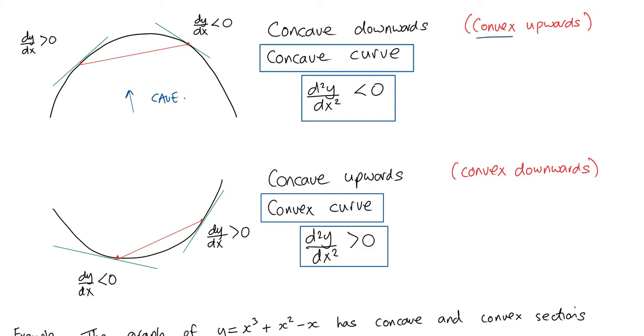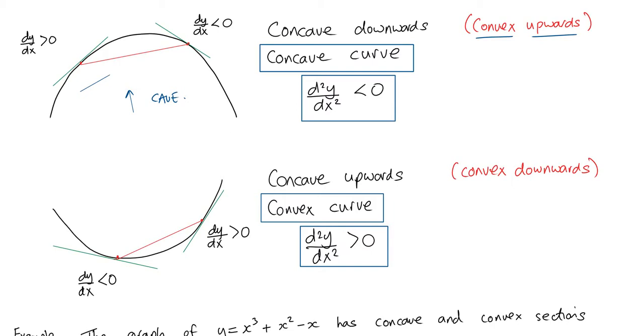Now sometimes you might get it called convex upwards, but forget that. MEI, OCR, concave downwards, or Edexcel, a concave curve. And the thing to remember is that dy by dx is actually decreasing as we move around the curve, and that's why d2y by dx squared is less than 0, just like it is with a maximum.